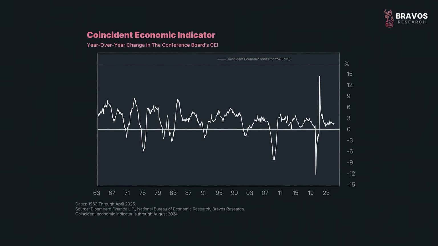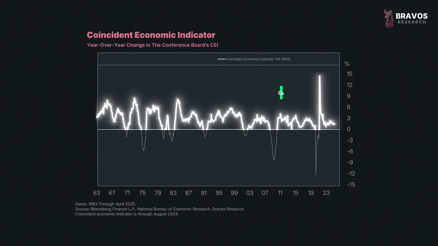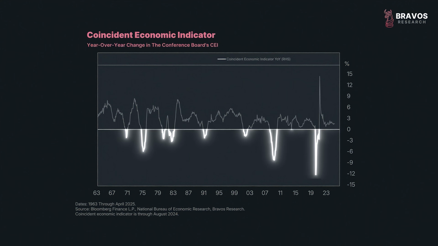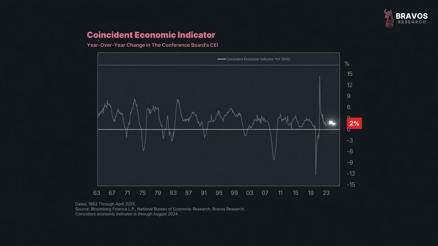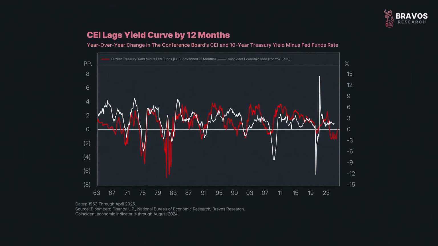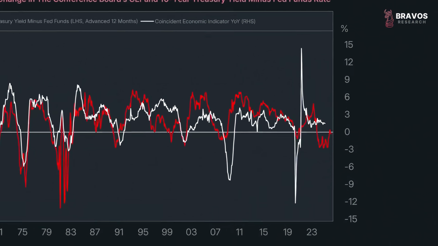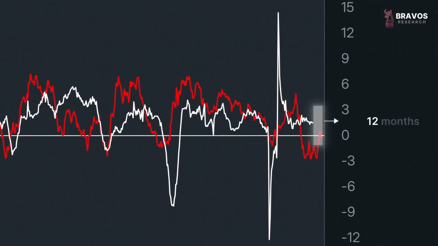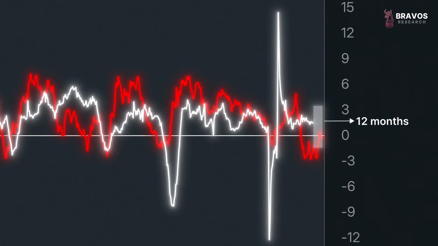Take this line here that shows us whether the US economy is growing or contracting at any given point. When this line is above zero, the US economy is growing. When it's below zero, the economy is contracting and is in a recession. As you can see, we're currently sitting at about 2% economic growth today. Now, let's add the yield curve on top, but here we've actually made it so that the yield curve has been shifted forward by 12 months relative to the line showing us economic growth. And when we do this, we can see that the two lines match each other almost perfectly.